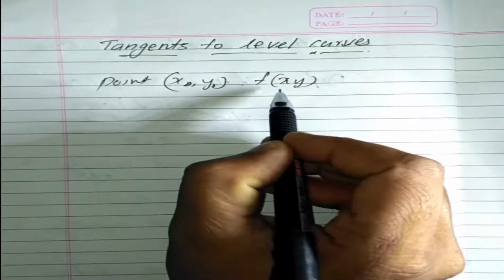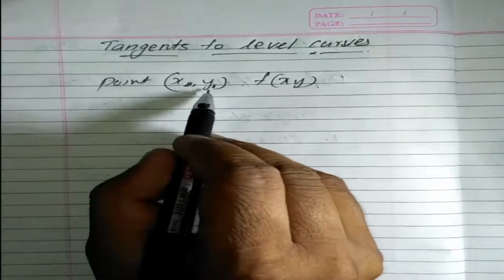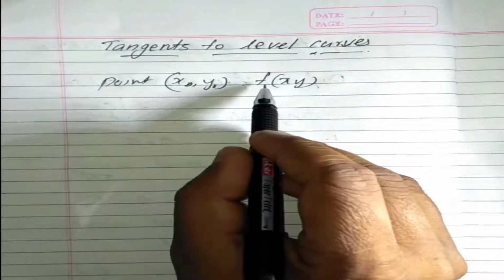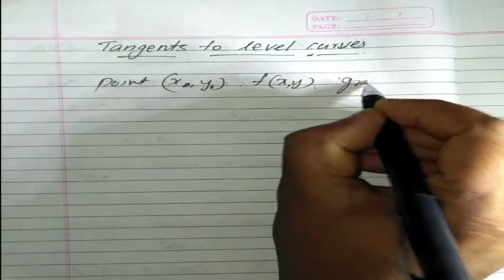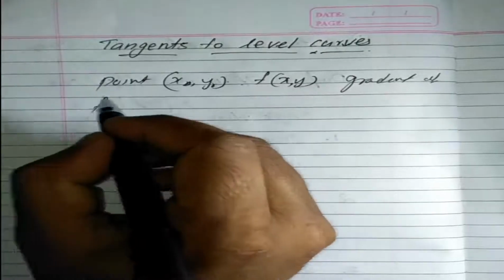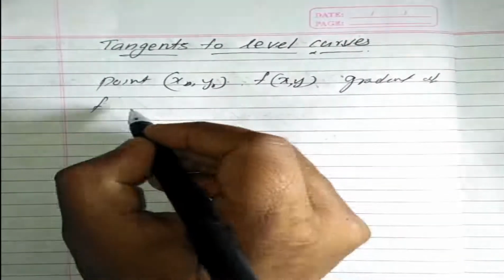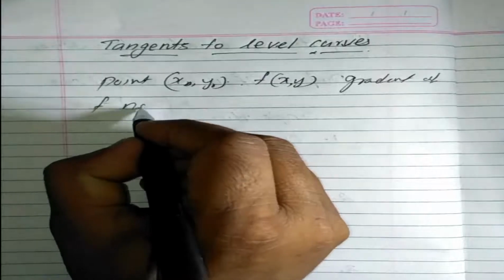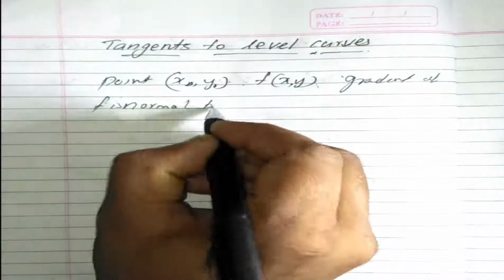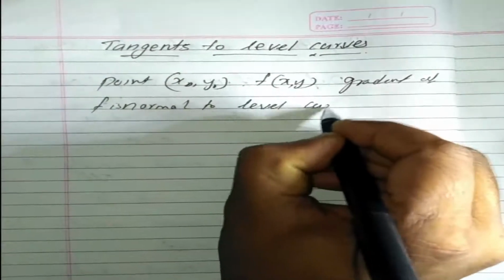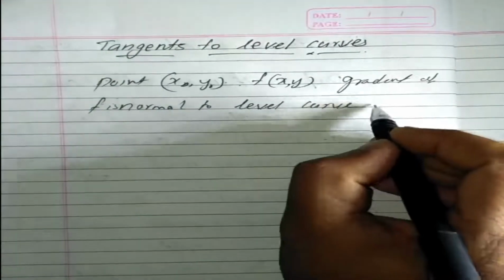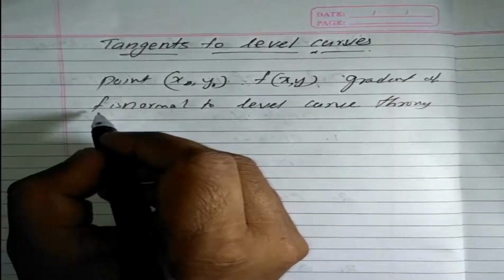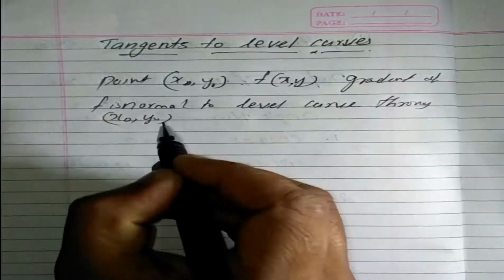Then the gradient of f in the direction of u. Here, with the point x naught y naught in the domain of f at x comma y, the gradient of f is normal to a level curve, going through the point x naught comma y naught.